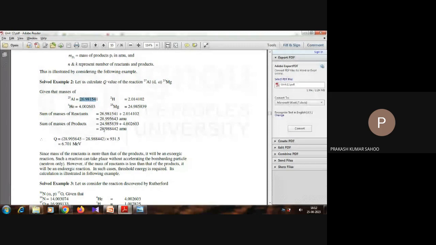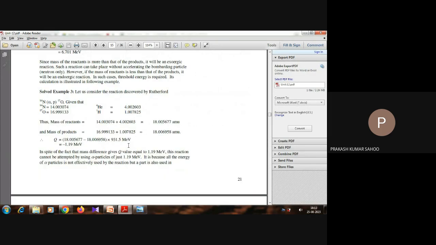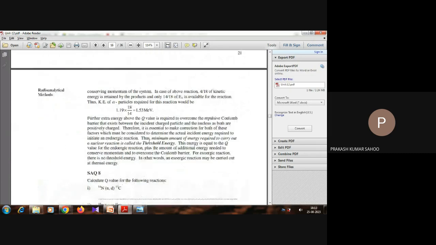The net is 28.98. What is the mass difference? 28.955 minus 28.988, into 931.5 MeV. So this will be 6.701 mega electron volt energy. That is, when aluminium is converted to magnesium by d-alpha disintegration, we have 6.707 mega electron volt energy released. So this is the same way you can calculate.